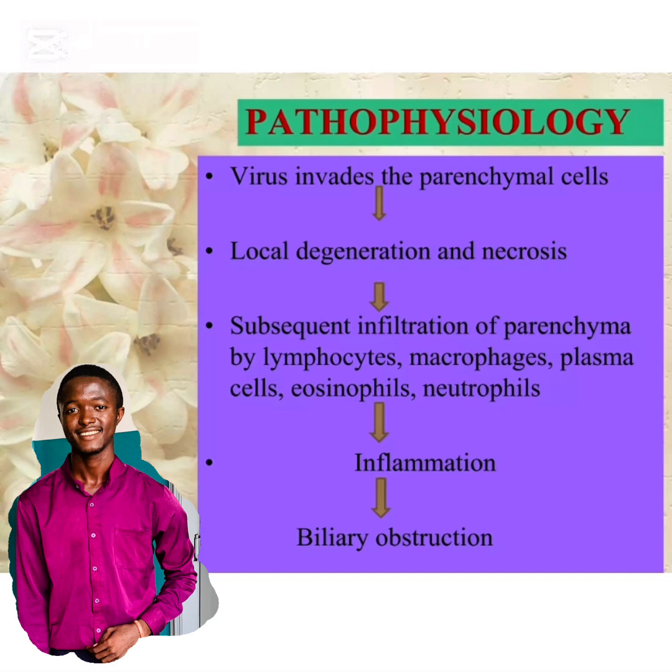Now, for the pathophysiology, how does one contract hepatitis? Of course, the virus invades and stimulates local degradation, and necrosis occurs in the liver. Subsequent infiltration of parenchyma cells occurs, and inflammation. After the inflammation, we have the biliary obstruction, which is where we have obstruction in the biliary layers.